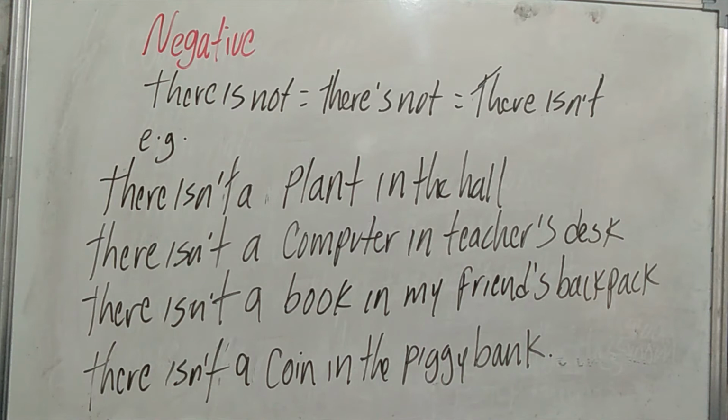Ya se me estaba olvidando esta palabra. Piggy bank es la alcancía. Entonces, como ves, no tenemos ningún tipo de problema en esta situación. Ya analizamos la cuestión de la afirmación, que es el there is, la cuestión de la negación, que es el there isn't, y nada más nos toca checar un poquito la cuestión de la pregunta.